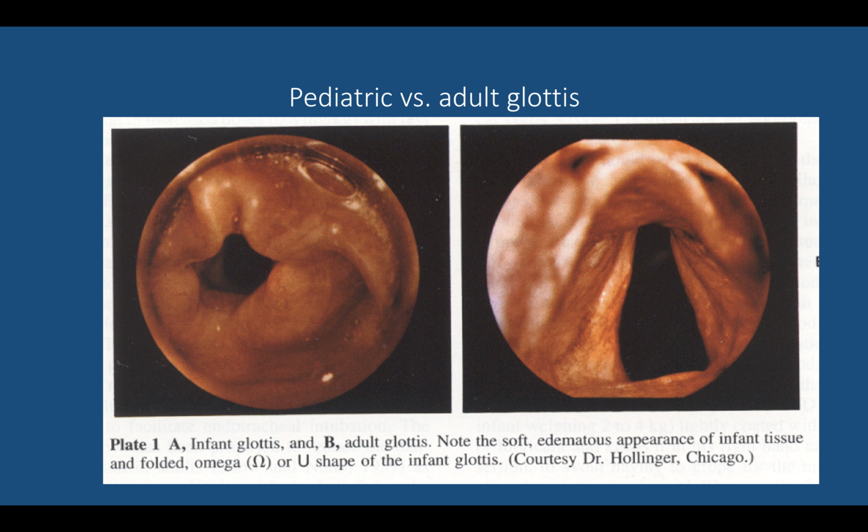Also, when looking at the pediatric glottis versus the adults, you can see the pediatric glottis on the left-hand side of your screen. It has a typical omega shape outlined here that is very floppy and not really full of cartilage, whereas the adult epiglottis does not have that omega shape and is full of cartilage, easy to lift out of the way.